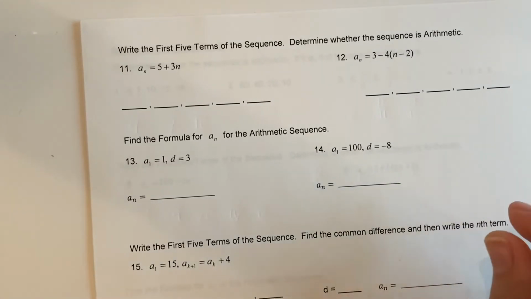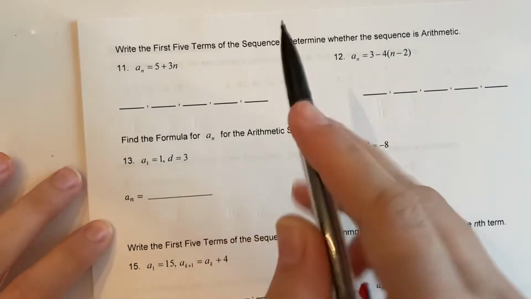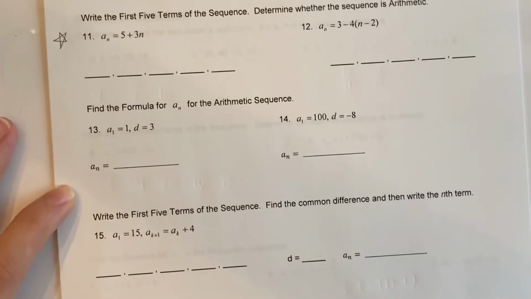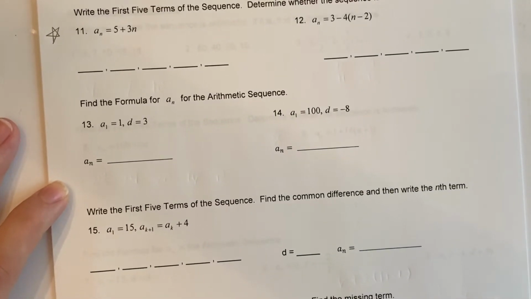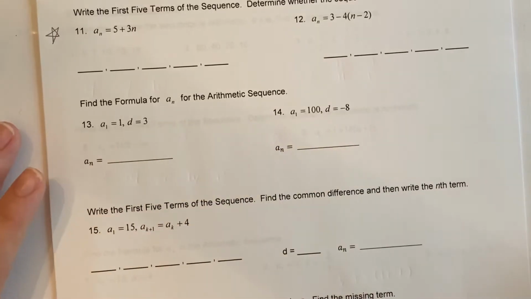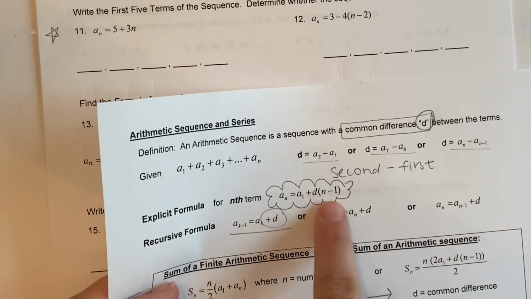Okay, this is the same type of thing where you're just plugging in the numbers for n. So plug in 1, plug in 2, plug in 3. So I want y'all to do those. We just reviewed that. Find the formula for a sub n. So just like we did a second ago, using that formula on page 4.